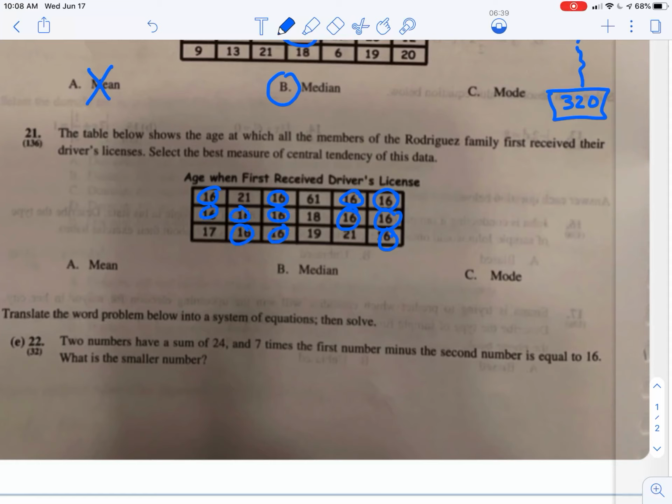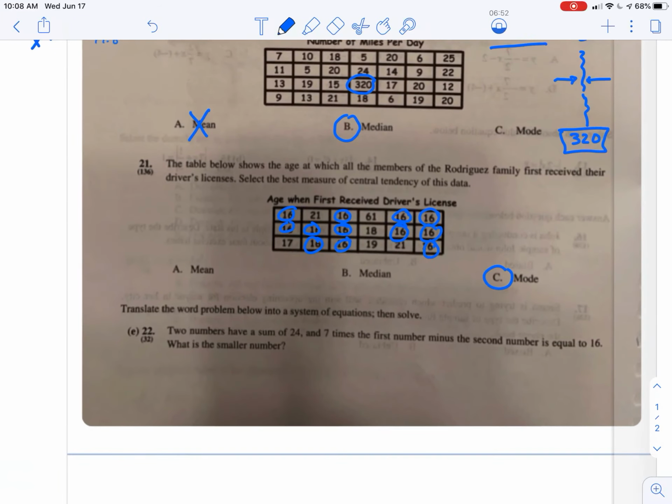the best measure of central tendency for this set of data would be the mode. Because the question is, how old are most of them when they get their driver's license? So the mode would be the one that would make the most sense there.